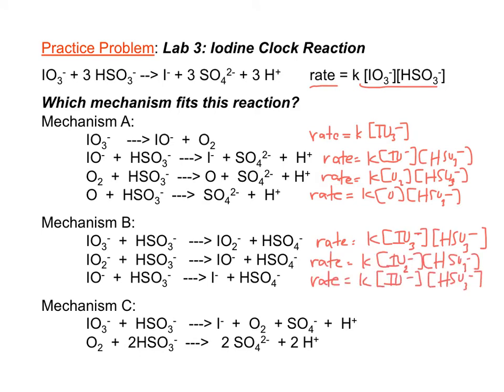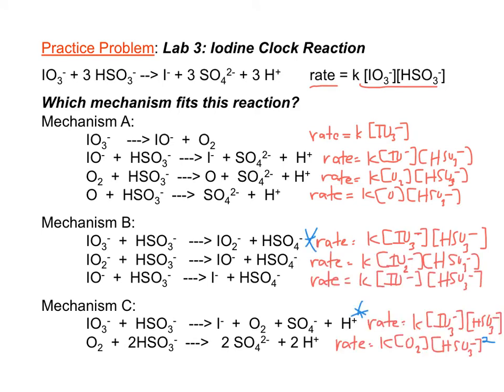And the answer is, the first elemental steps in mechanisms B and C match the experimental rate law. But the sum of the 3 elemental steps in mechanism B does not equal the overall reaction, whereas the 2 elemental steps in mechanism C do equal the overall reaction. So mechanism C is the most likely mechanism.